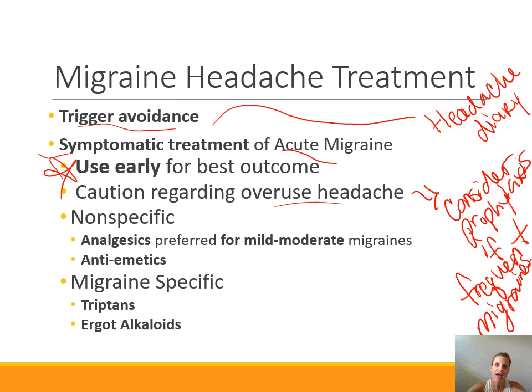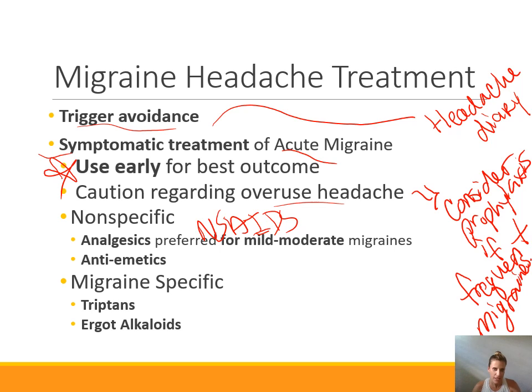Now, when we actually look at the drugs that we use for acute migraine treatment, we can separate the drugs into non-specific medications and then migraine-specific drugs that are developed and meant to specifically treat migraines or headaches. So non-specific drugs include analgesics. These are mostly over-the-counter analgesics, and we use these for mild to moderate migraines. This would include things like NSAIDs, right, like naproxen.